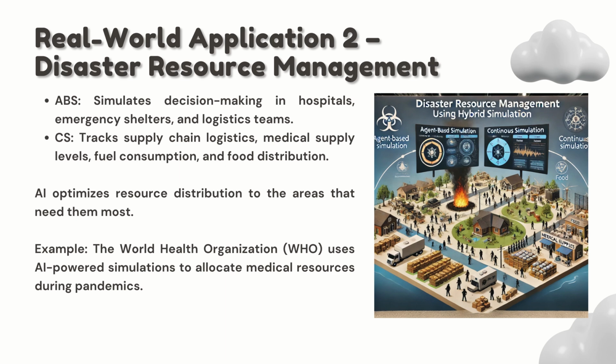Effective resource distribution is critical during disasters. Hybrid simulations assist by using ABS to track human decision-making in shelters, hospitals, and logistics teams, while CS monitors real-time supply levels of food, medicine, and fuel. AI-powered systems optimize distribution routes, preventing shortages and ensuring aid reaches those in need. The World Health Organization, WHO, has used similar AI-driven systems to distribute medical supplies efficiently during crises.